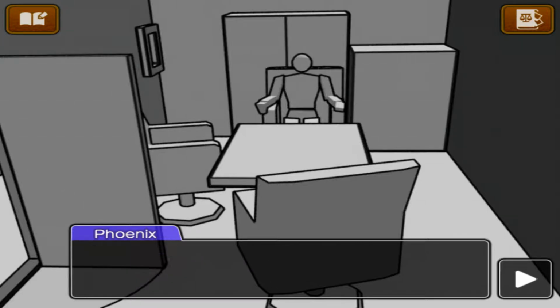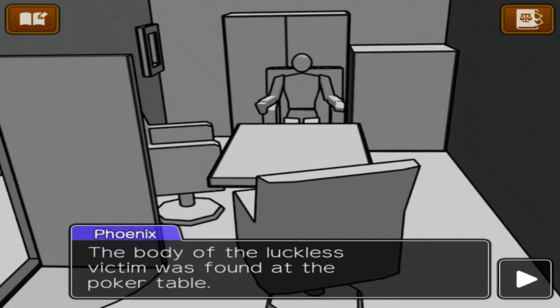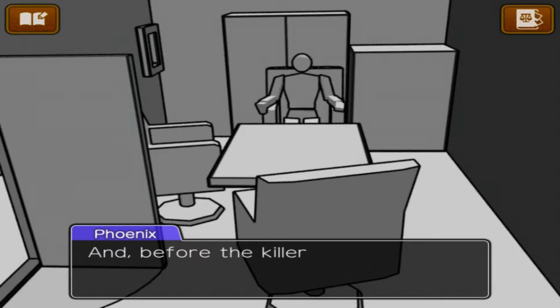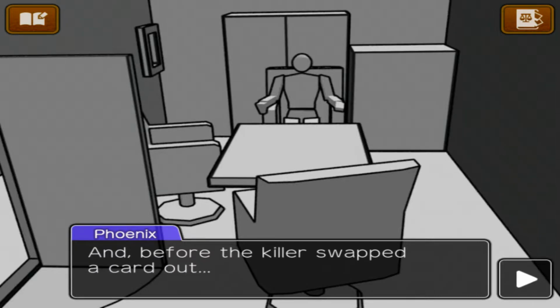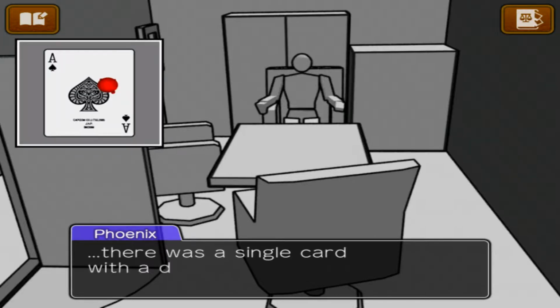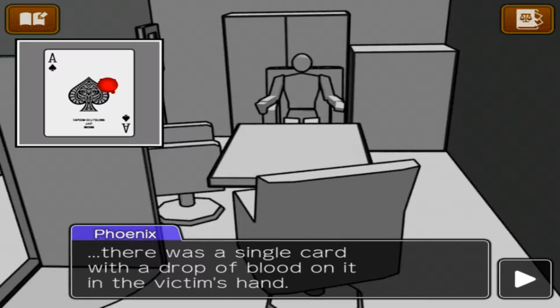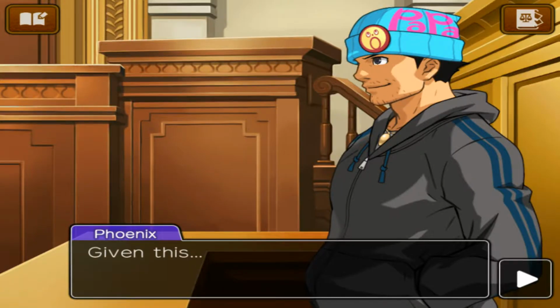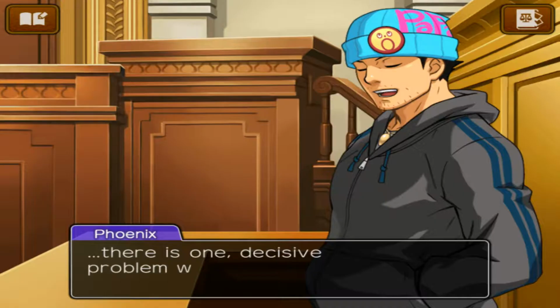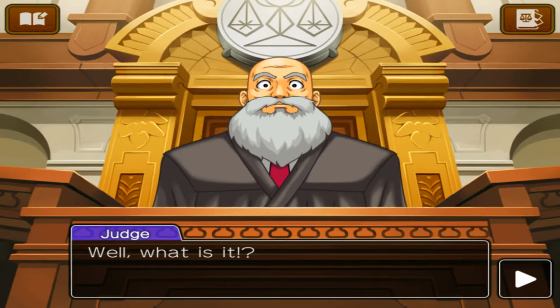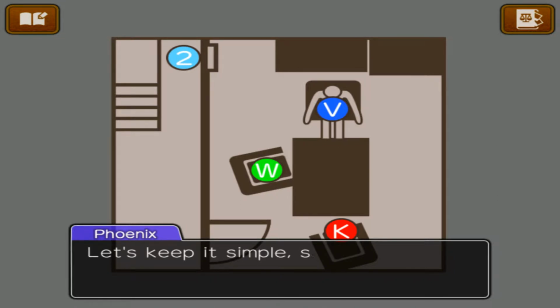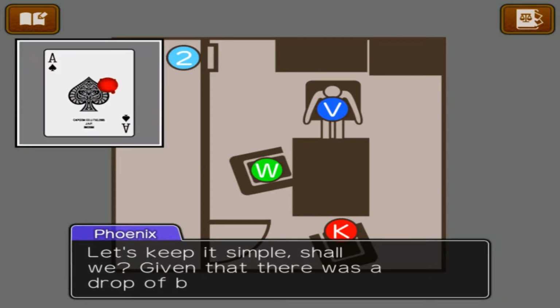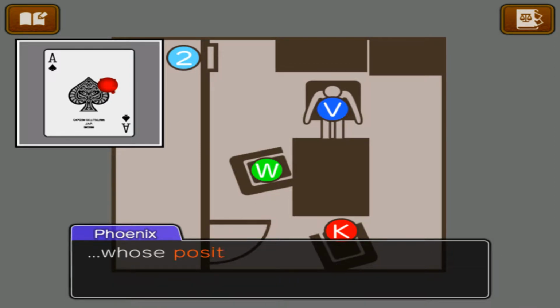The murder took place in the hideout. So the body of the luckless victim was found at the poker table. And before the killer swapped the card out, there was a single card with a drop of blood on it, in the victim's hand. Given this, there is one decisive problem with this scene. Well, what is it? Let's keep it simple, shall we? Given that there was a drop of blood on a card, his position in this diagram doesn't fit.